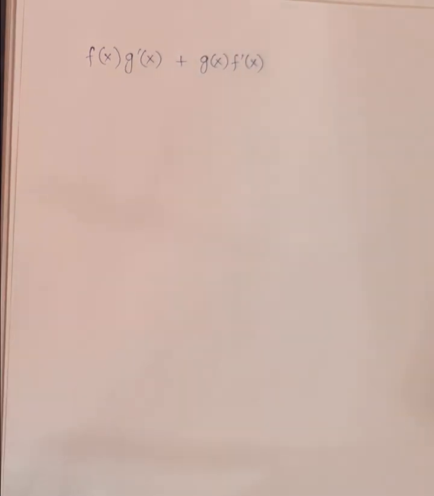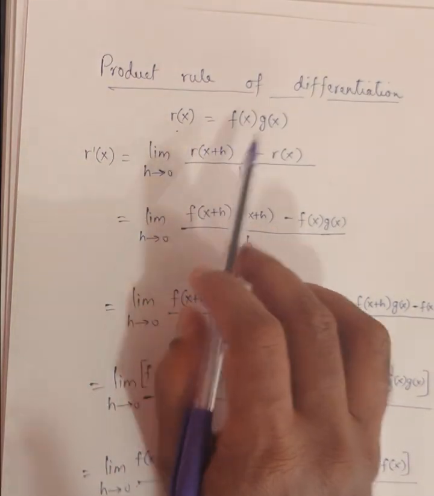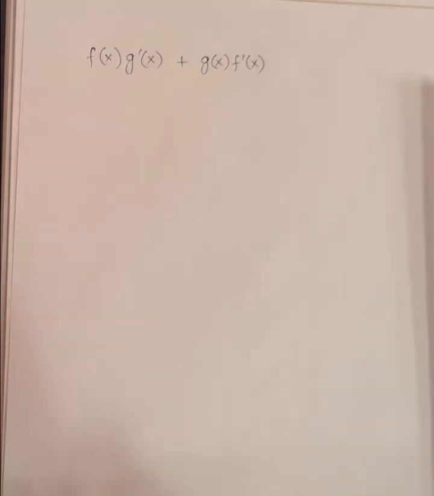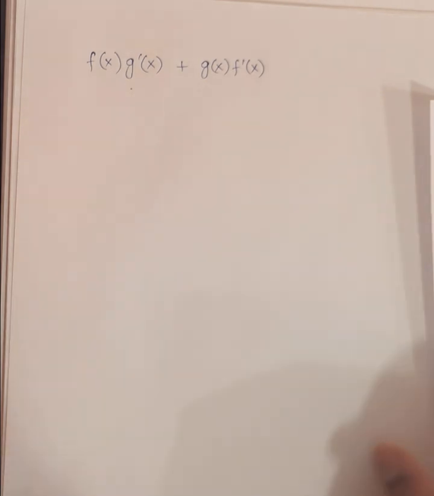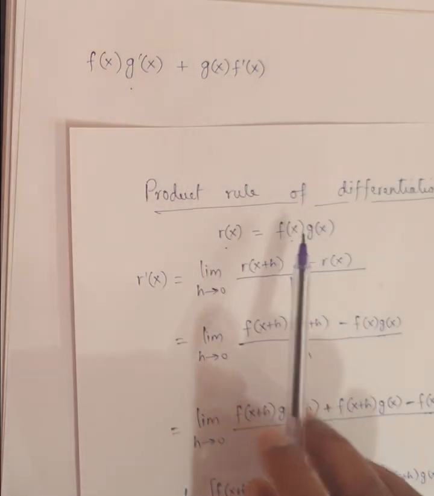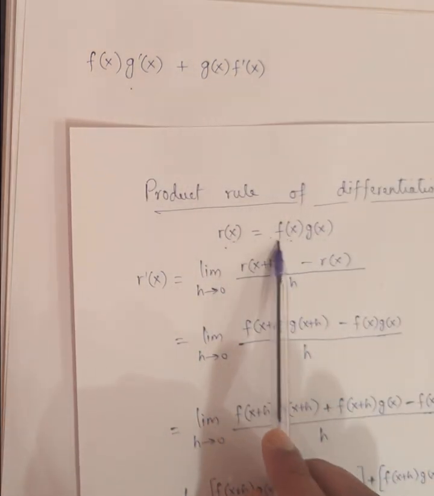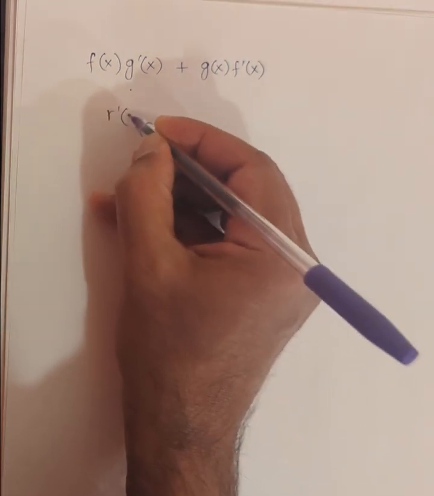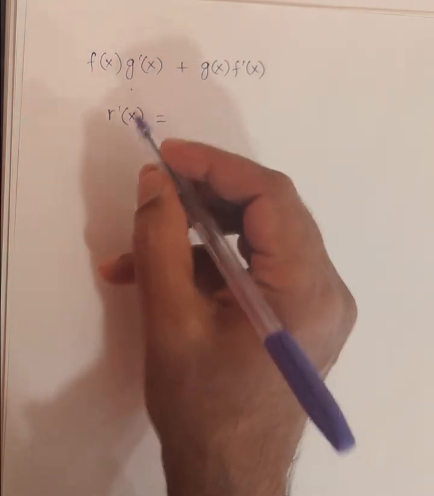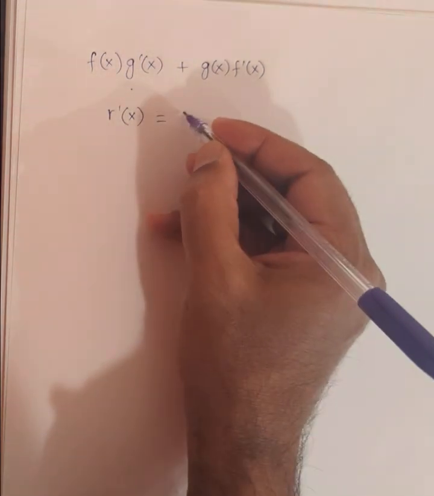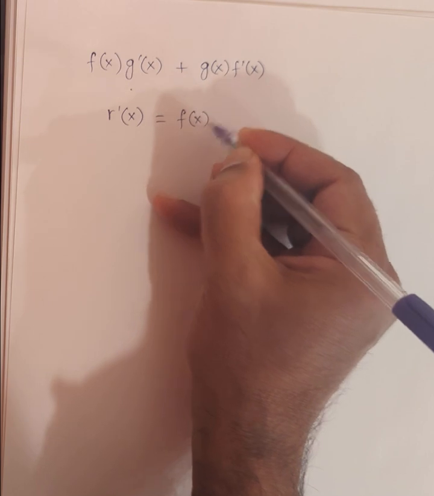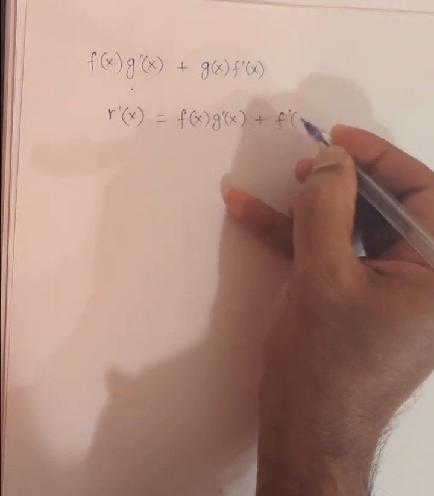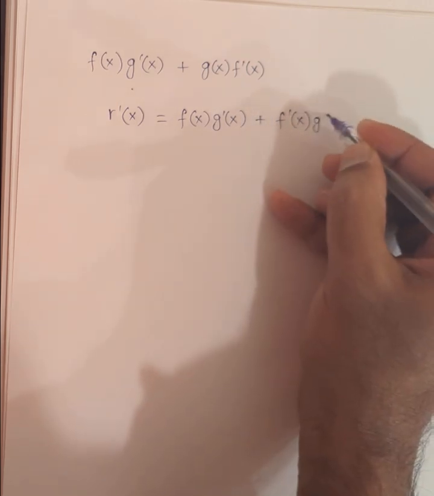Now notice r of x was a product of two functions, f of x, g of x. And then r prime x turned out to be this. And just keeping up with the tradition to write f first and then g, let me rewrite the above expression, which was for r of x. So let me write down f of x, g prime x, plus f prime x, g of x.